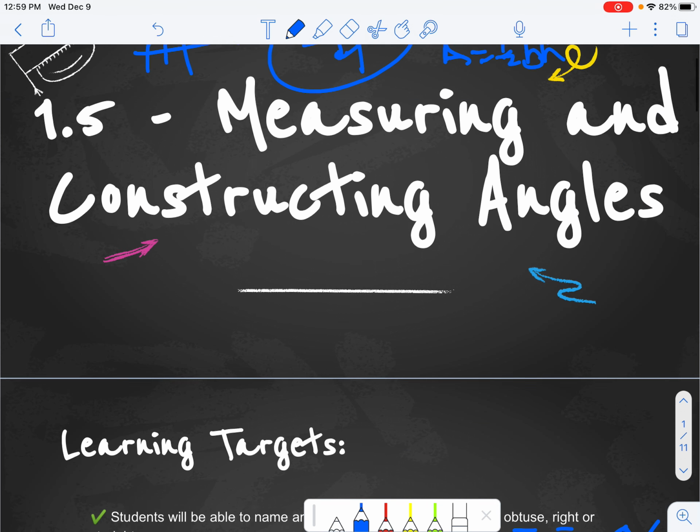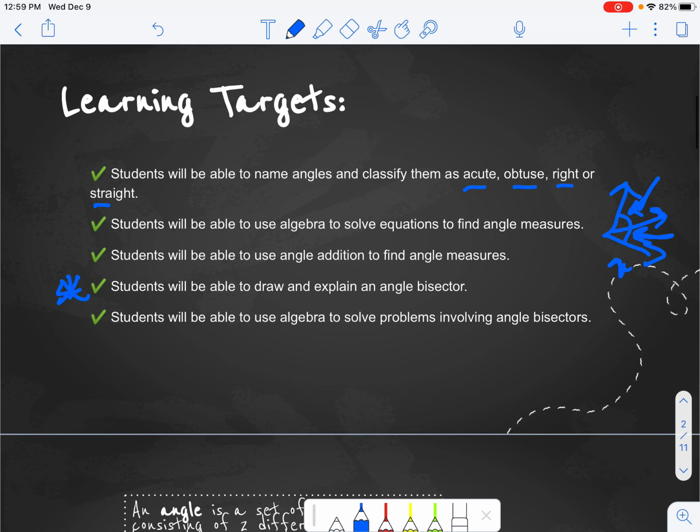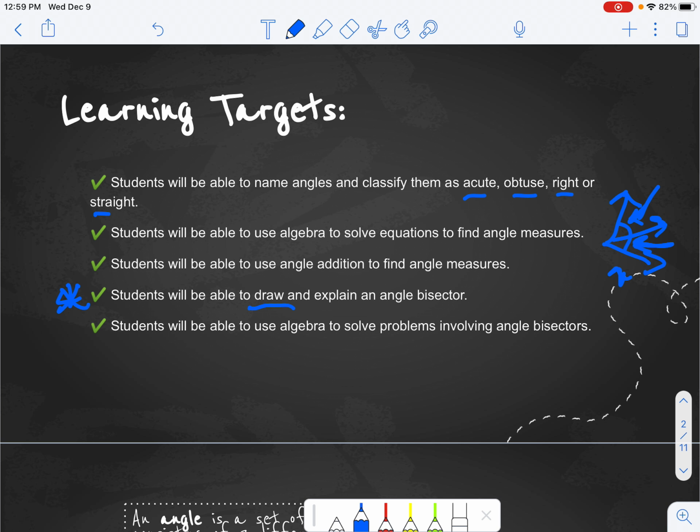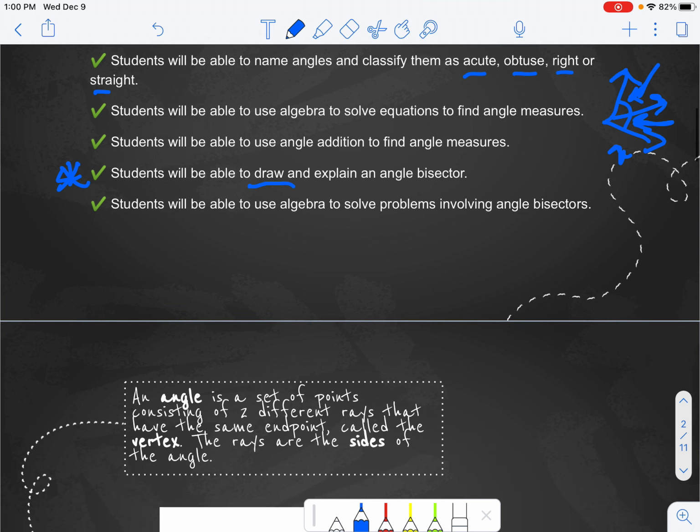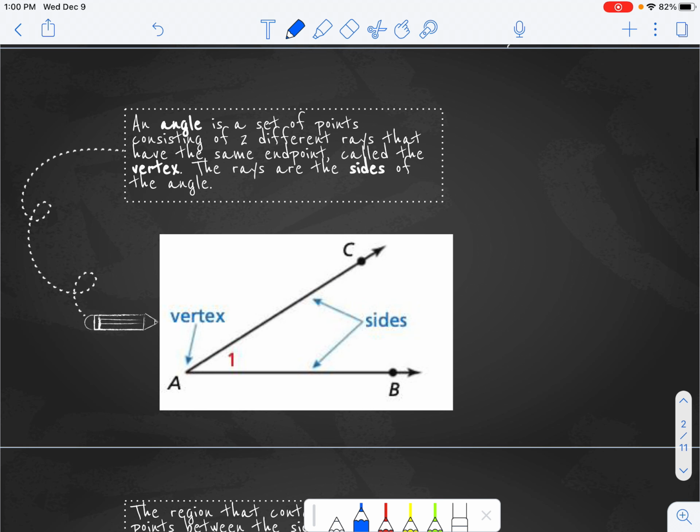So this lesson was titled Measuring and Constructing Angles. Since we are virtual, we won't do too much with drawing or constructing angles. We're going to talk a little bit about how we physically measure angles, but since we're virtual, we won't mess with it too much. If we do ever get back in person, then we might spend a day on constructions, but that's not going to be today. Students will be able to use algebra to solve problems involving angle bisectors, so a little bit of application there.